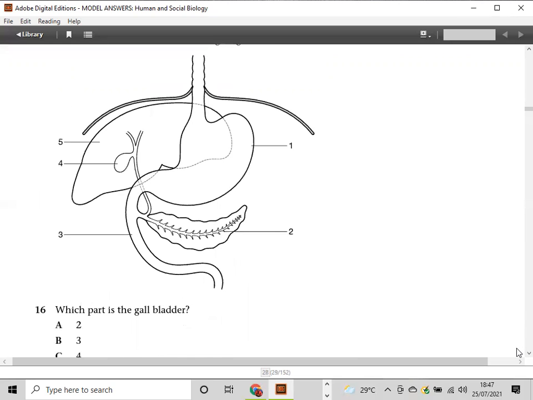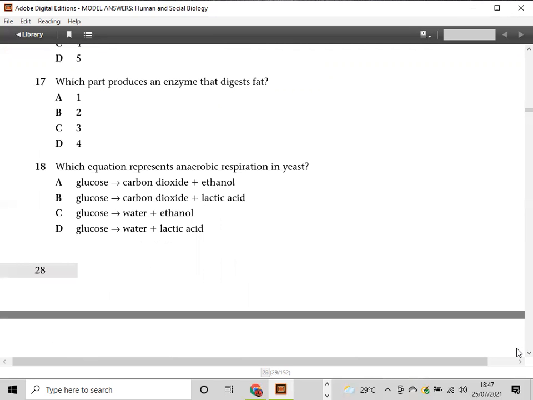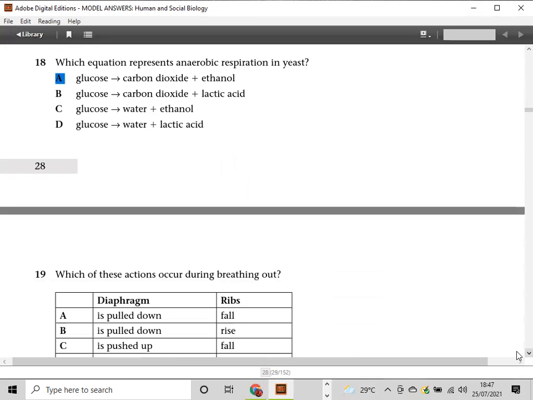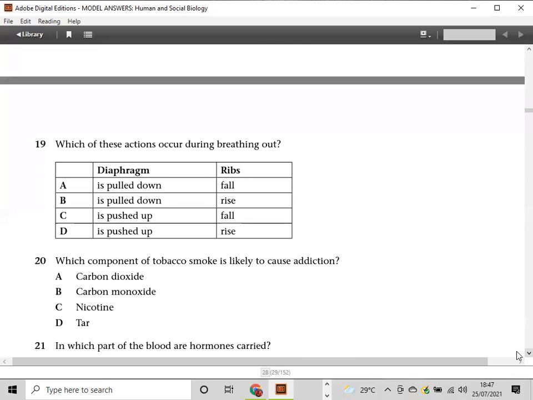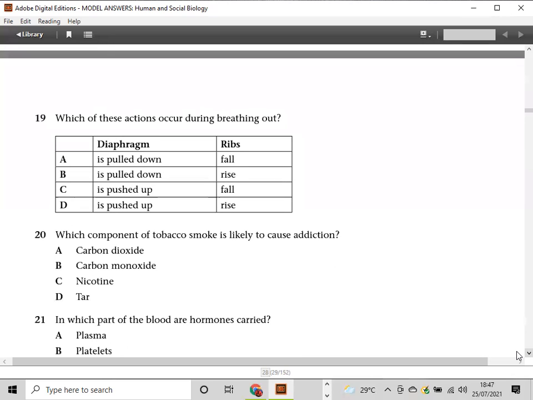You can actually try it, and at the end just see the answer sheet. 17 is B, which equation represents anaerobic respiration, and that is A. Number 18 is A. Number 19, let's get it where you can see it.